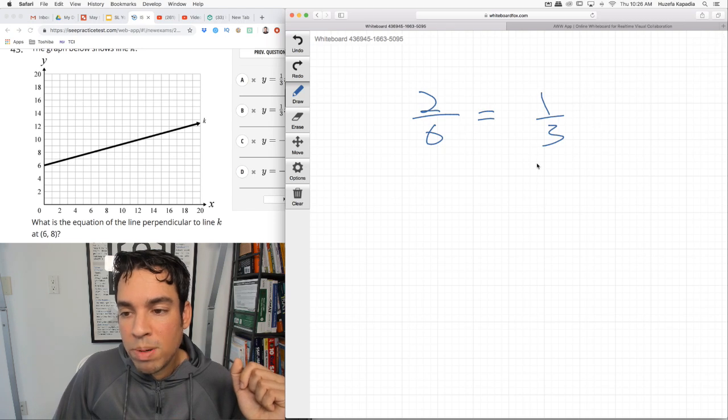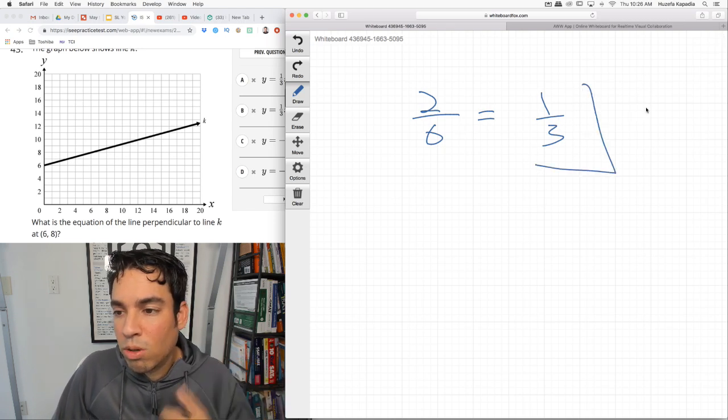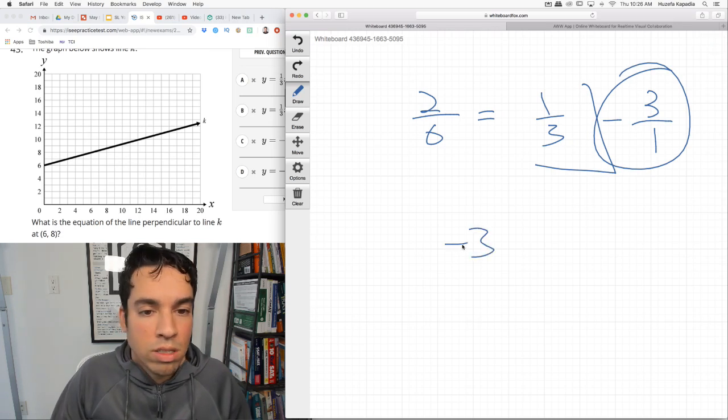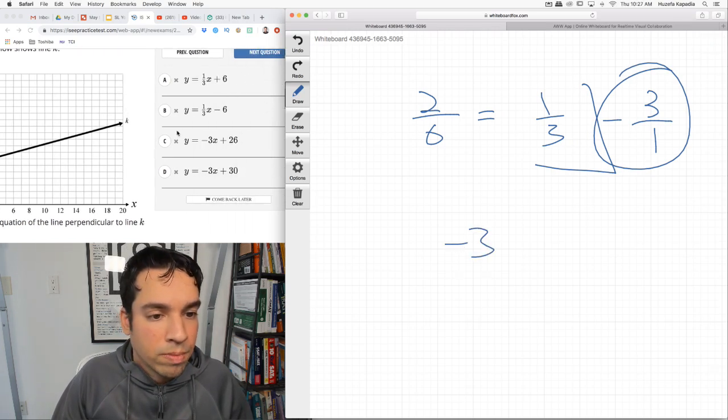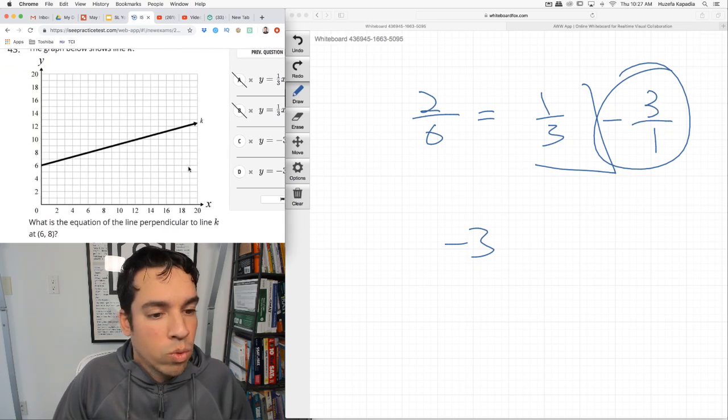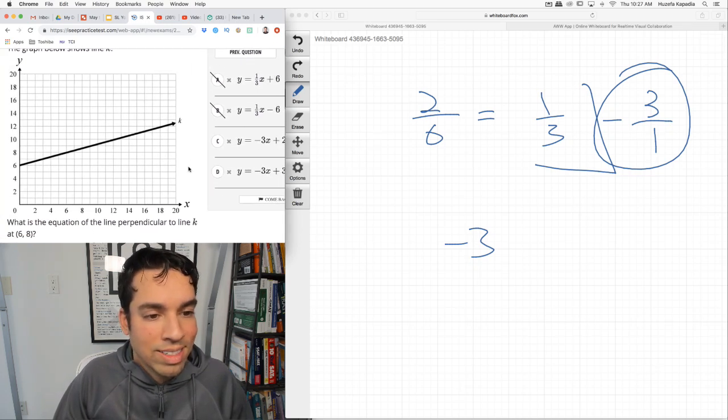So the slope perpendicular is the negative reciprocal of this. Reciprocal, we flip it, negative means -3. So we already know it's got a slope of -3. So I don't like this and this. It's one of these two. Now, which one is going to contain the point 6, 8?